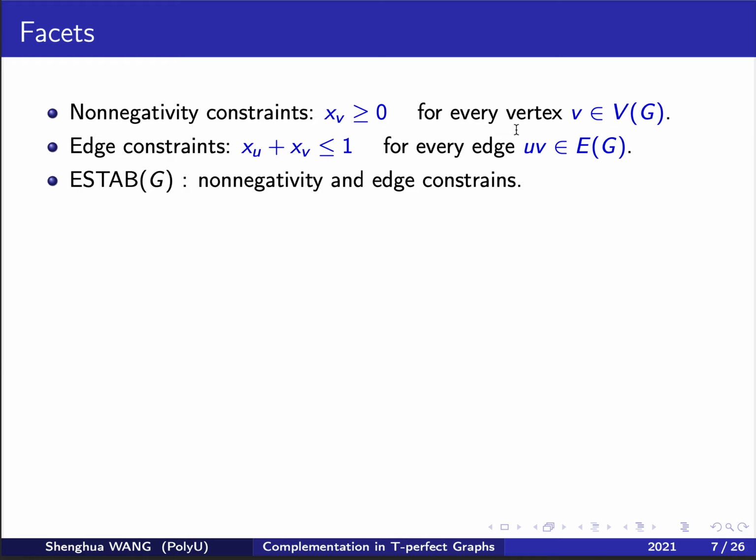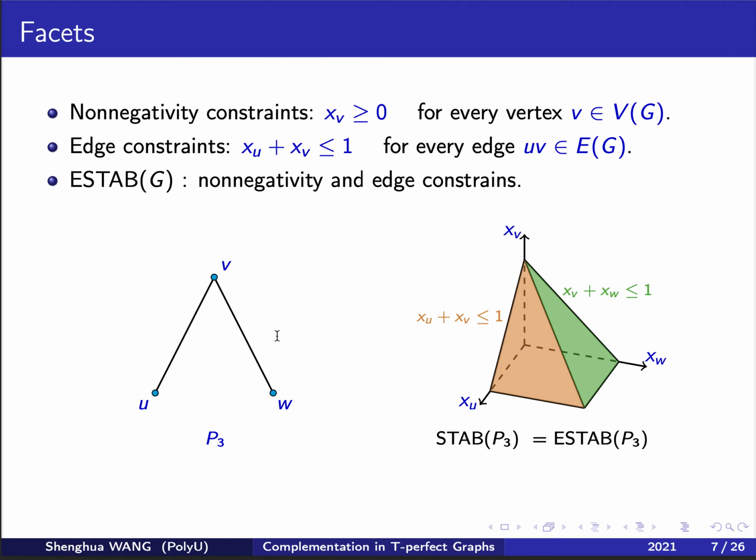For every vertex in the graph, we have this non-negativity constraint. This is trivial. And we know that for every edge in the graph, at most one endpoint could exist in an independent set. Therefore, we have this edge constraint. The edge stable set polytope of the graph is just formed by these 2 kinds of constraints. Back to our previous example, we could find that the stable set polytope of P3 could be described by these 2 kinds of constraints. Therefore, the stable set polytope of P3 equals the edge stable set polytope of P3.